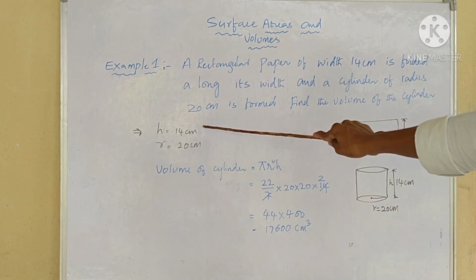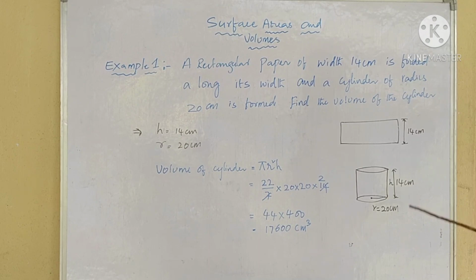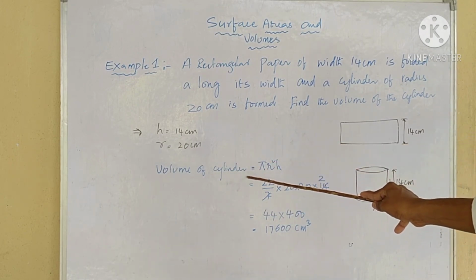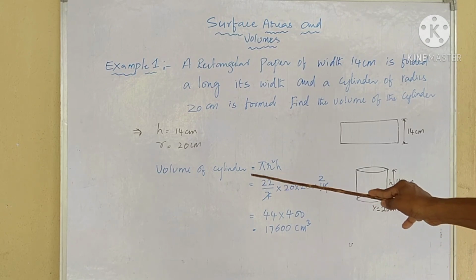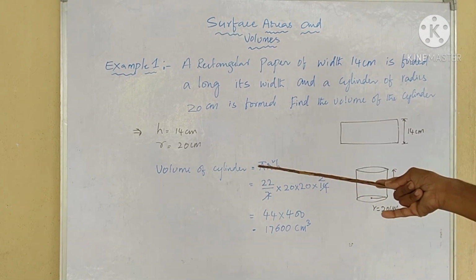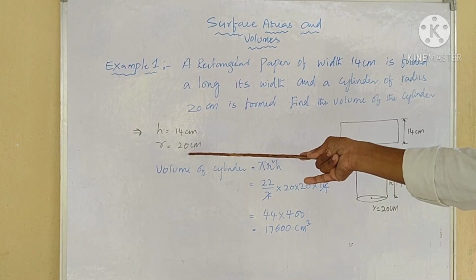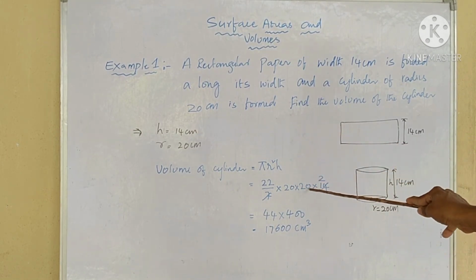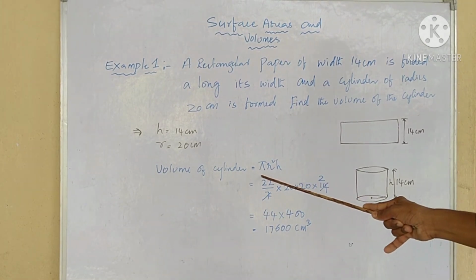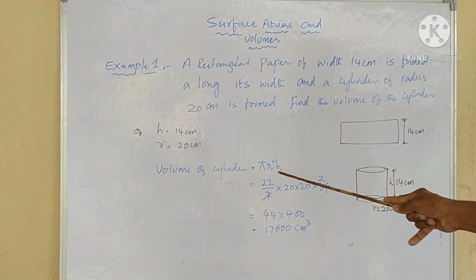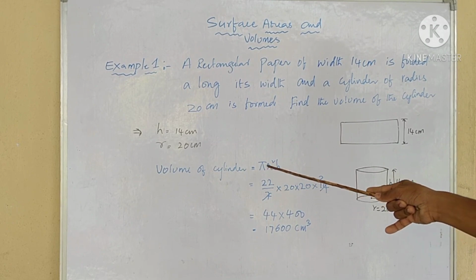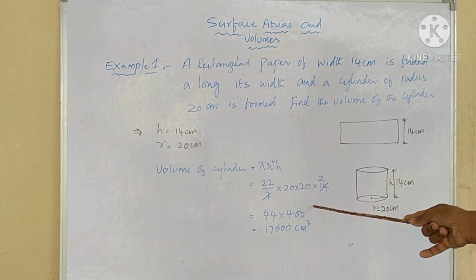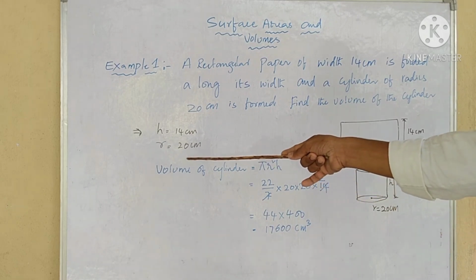So here the height of the cylinder is 14 centimeters and its radius is 20 centimeters. So the volume of the cylinder formula is pi r square h. Here pi is 22 by 7, r is 20 centimeters, and h is 14 centimeters. Substitute these values in our formula: pi equals 22 by 7, r square is 20 into 20, into h equals 14.